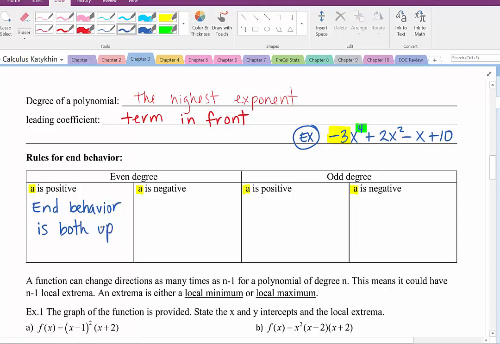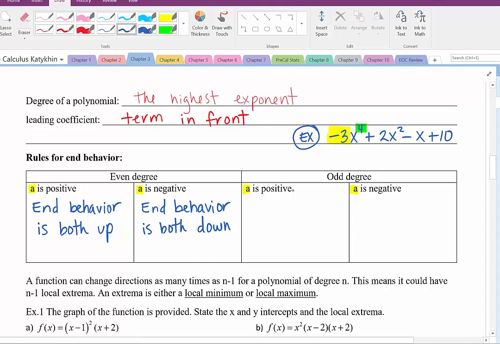So this is like a parabola going up, x squared. Notice a would be positive and they'll be both going up. If a happens to be negative on an even degree function, just like the example I gave you, so if we graphed this, the end behavior would be both going down.